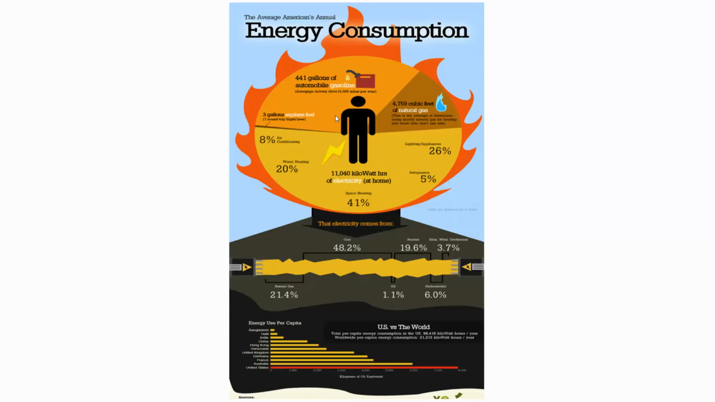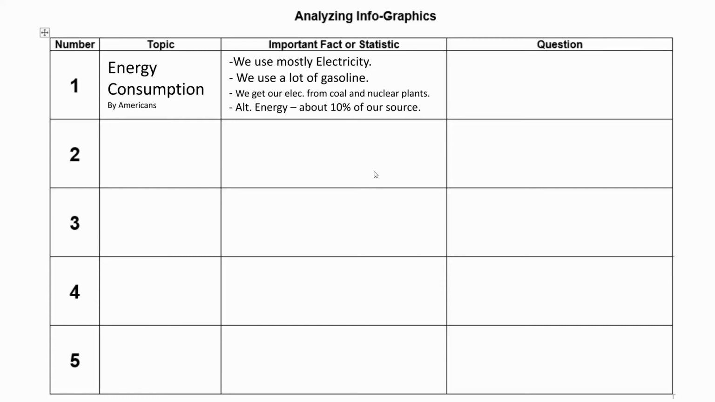We get our electricity mostly from coal and nuclear plants, and alternative energy sources only make up about 10% of how we generate our electricity. So here is the graphic organizer, and if you had any questions, you were supposed to write it over here, but this is everything we just talked about.